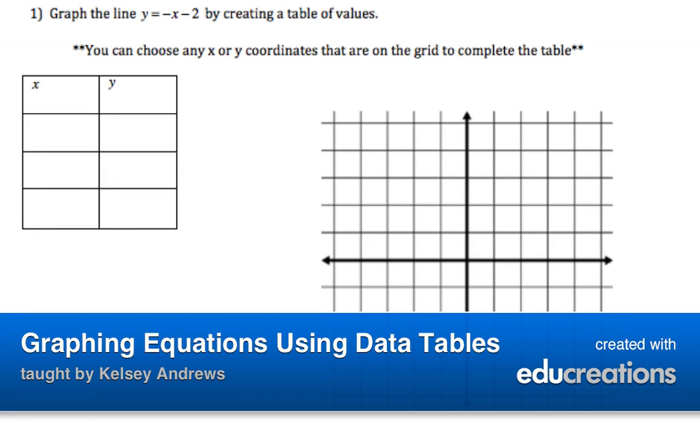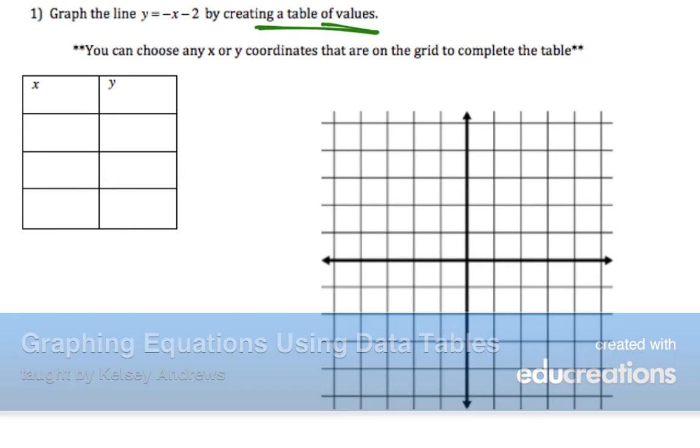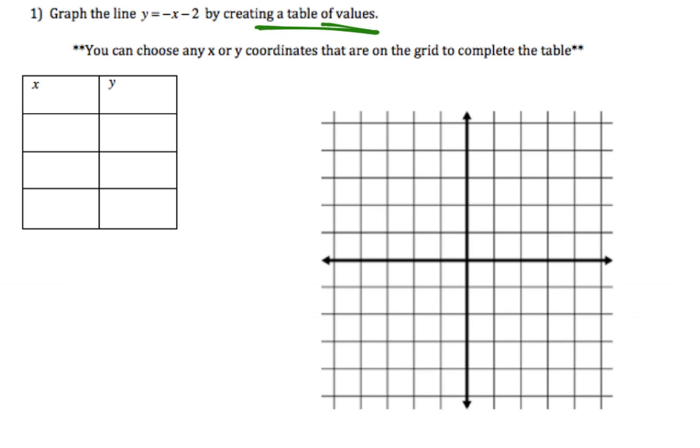We're asked here to graph this line by creating a table of values, and a little note first that we can choose any x or y coordinates from our grid to complete the table. So we're going to assume that these are counting by whole integers, 1, 2, 3, 4, 5, and so forth. Our positive and negative x-axis, our positive and negative y-axis.